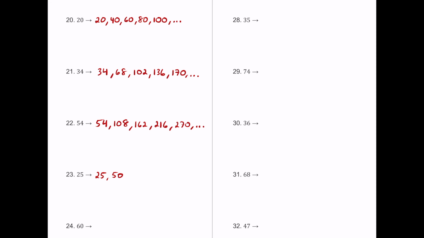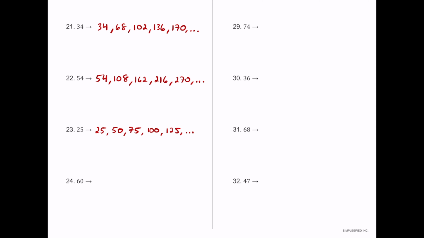For 23, we have the number 25, so 25. Another 25 makes 50. 3 of them makes 75. 4 of them makes 100. 5 of them makes 125. For number 24, it looks like we have the number 60, so 60 times 1, 60 times 2, 60 times 3, 60 times 4, and 60 times 5.